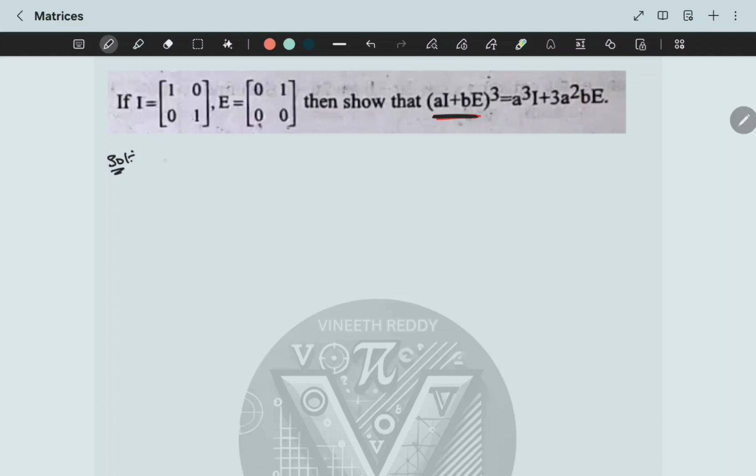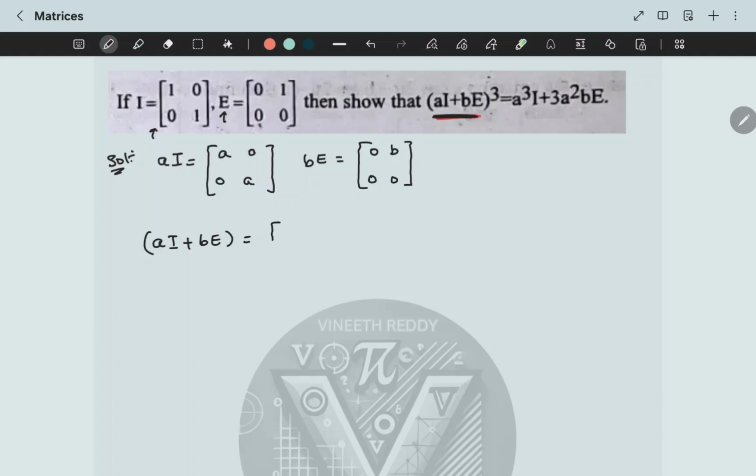సో ఈ క్వశ్చన్లో మనం ఏం చేద్దామంటే ఫస్ట్ AI వాల్యూ కనుక్కుందాం. AI వాల్యూ ఏమవుతుంది? సింప్లీ ఈ I అనే దాన్ని Aతో మల్టిప్లై చేద్దాం. సో వీ గెట్ A 0, 0 A, అండ్ వాట్ డూ వీ గెట్? BE, BE విల్ బీ 0 B, 0 0. ఈని మనం Bతో మల్టిప్లై చేద్దాం. హోప్ యూ అండర్స్టూడ్ దిస్. నౌ AI + BE, ఫస్ట్ ఇది కనుక్కుందాం. AI + BE ఏమవుతుంది? A + 0 is A, 0 + B is B, 0 + 0 is 0, A + 0 is A.